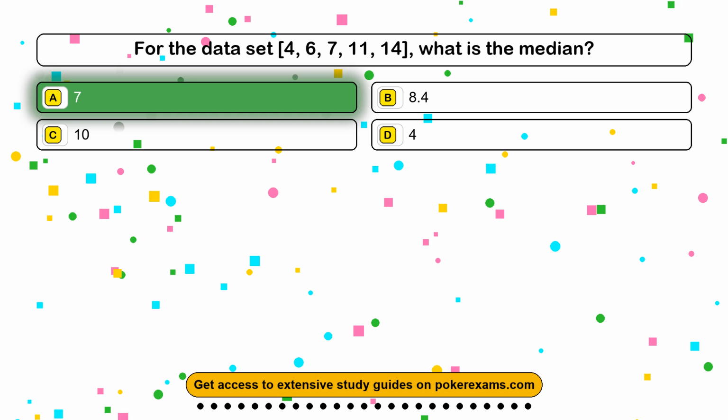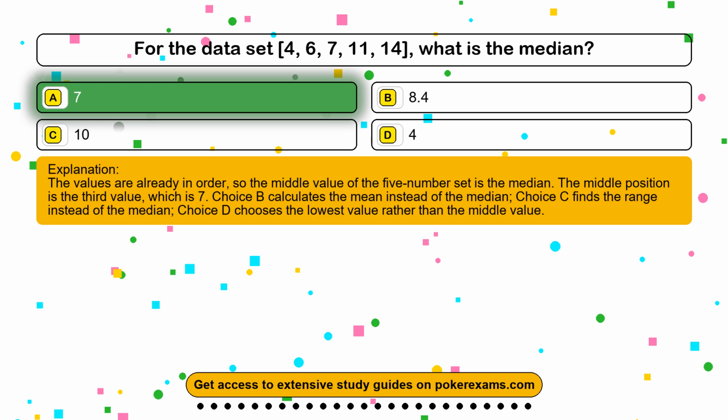The correct answer is option A, 7. The values are already in order, so the middle value of the 5-number set is the median. The middle position is the third value, which is 7. Choice B calculates the mean instead of the median, choice C finds the range instead of the median, choice D chooses the lowest value rather than the middle value.